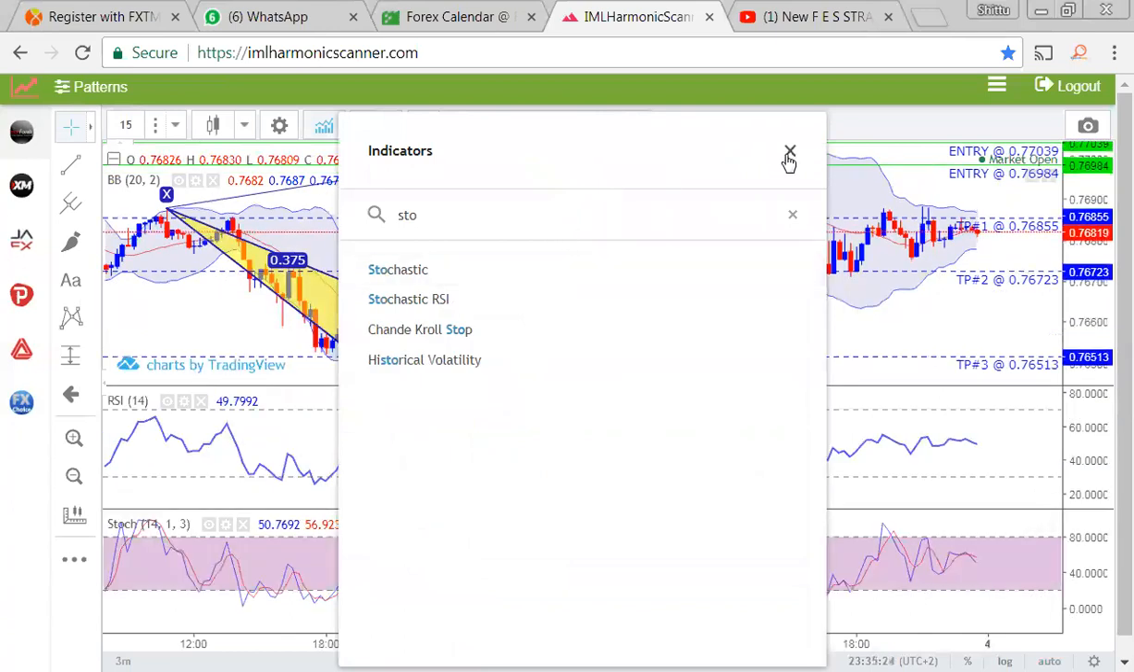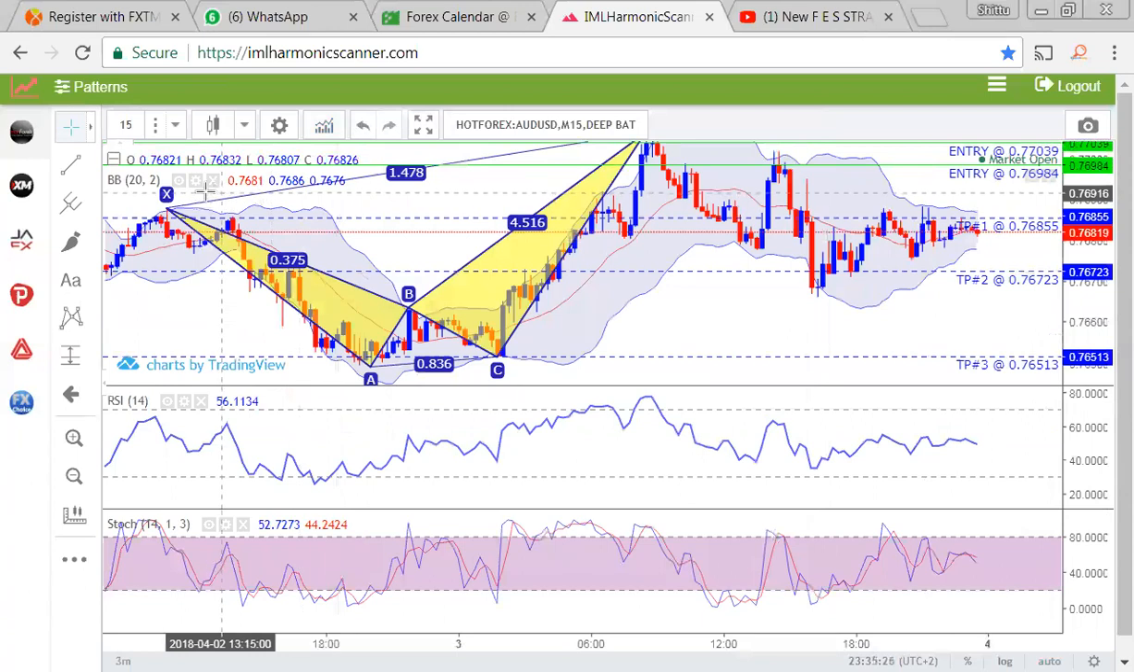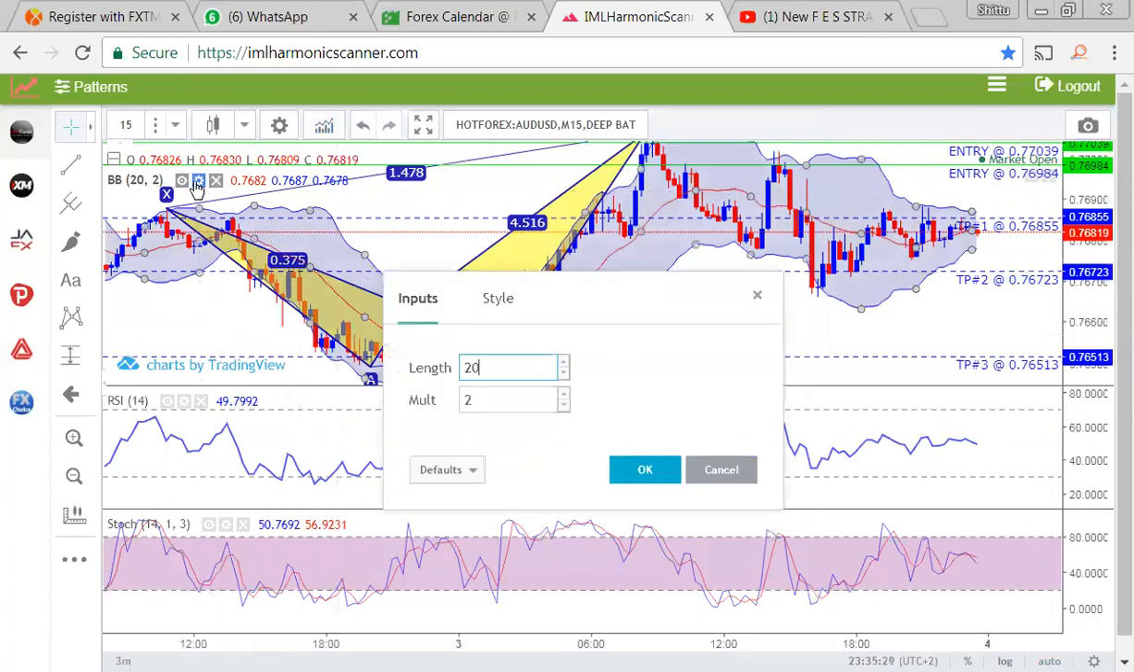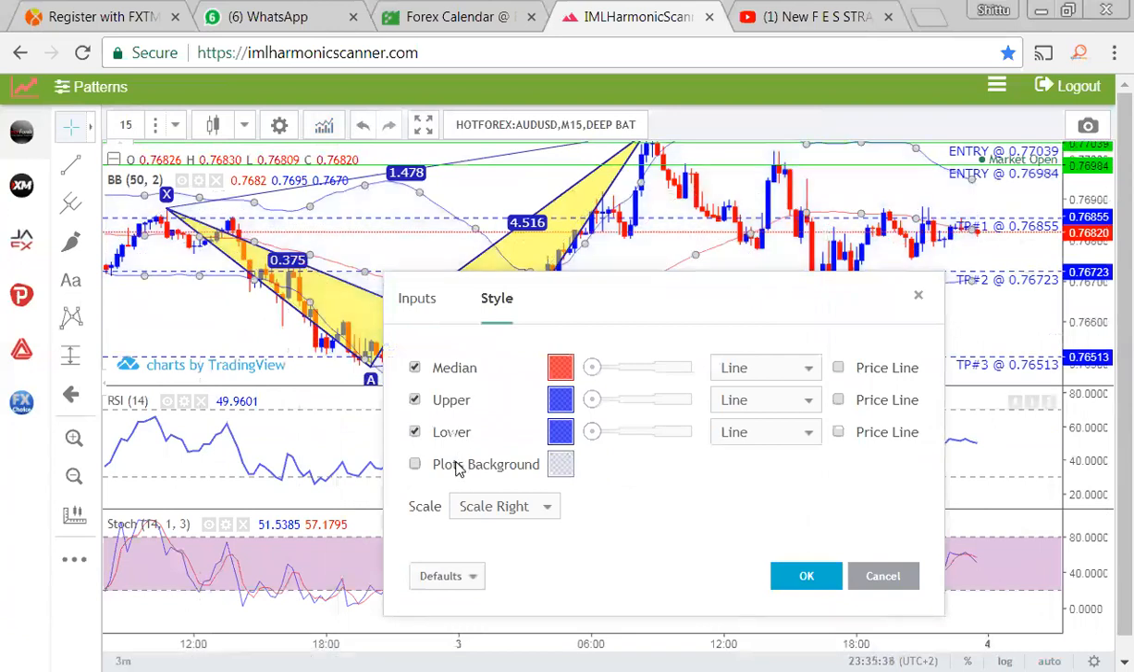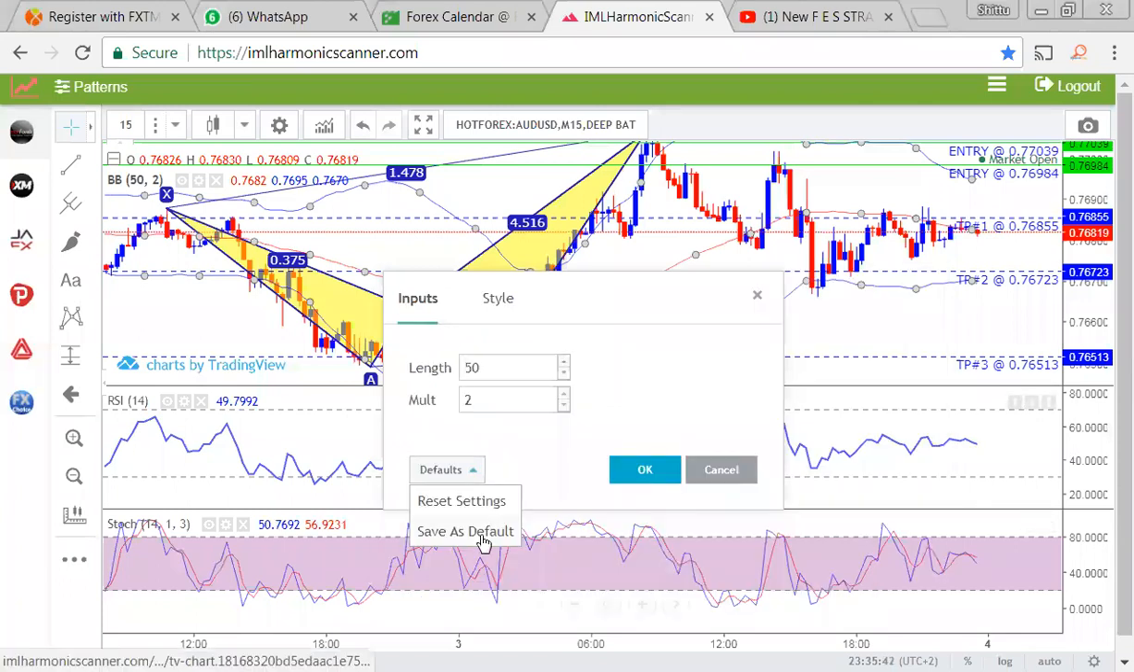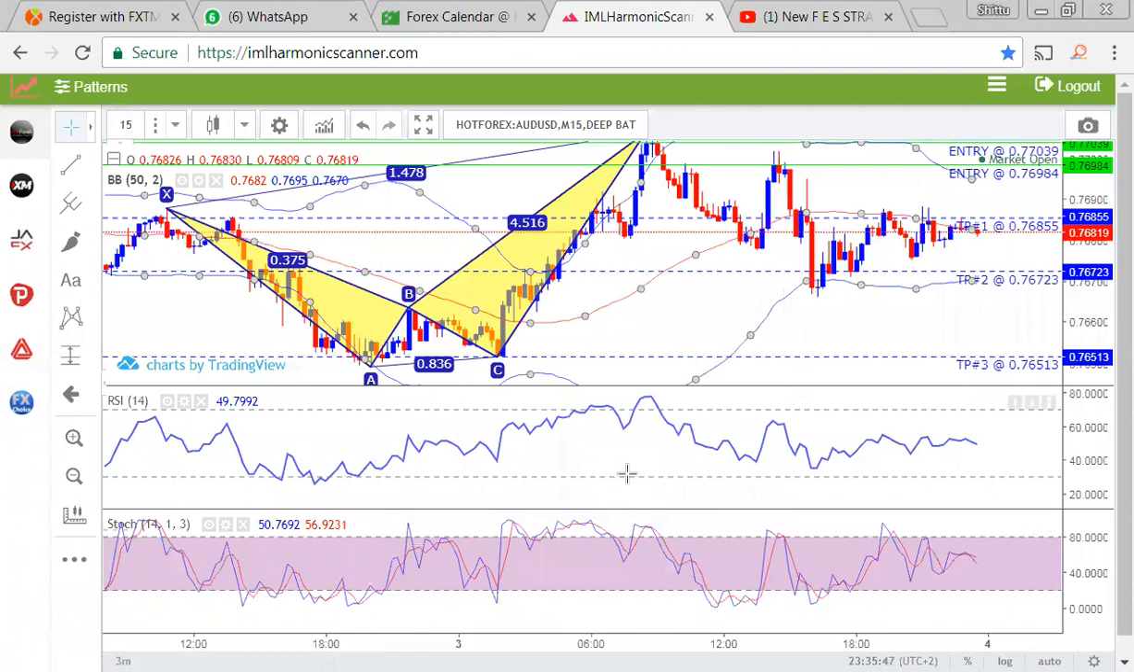Now I close this page and come to this guy to set the modifications here to 50 against 2. I'll go to the style and remove the background here, and when I'm done I come back to my inputs and then I click on save as default and I click OK. Now a Bollinger Band has been formed.